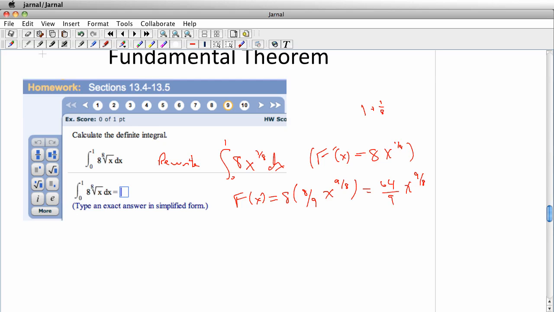So again, it's asking me for the exact answer. So I'm not going to do a numerical calculation here. I'm just going to find f of 1 and f of 0 and subtract. Fortunately, those are numbers that work very nicely with this expression. F of 1 is just 64/9, and f of 0 is actually just 0. So when I subtract the two, I get 64/9 as an answer.